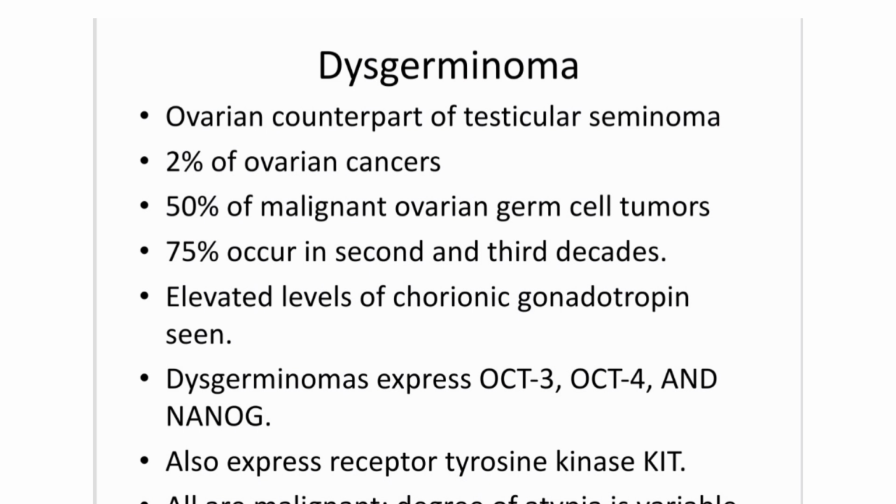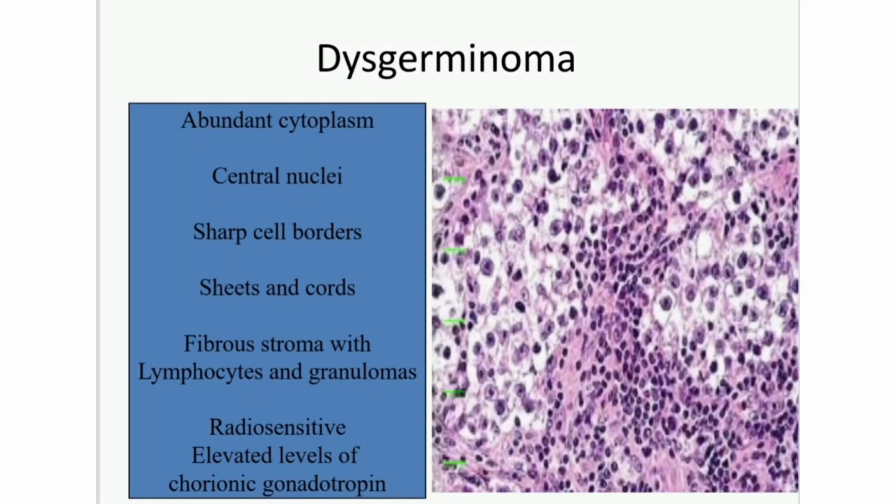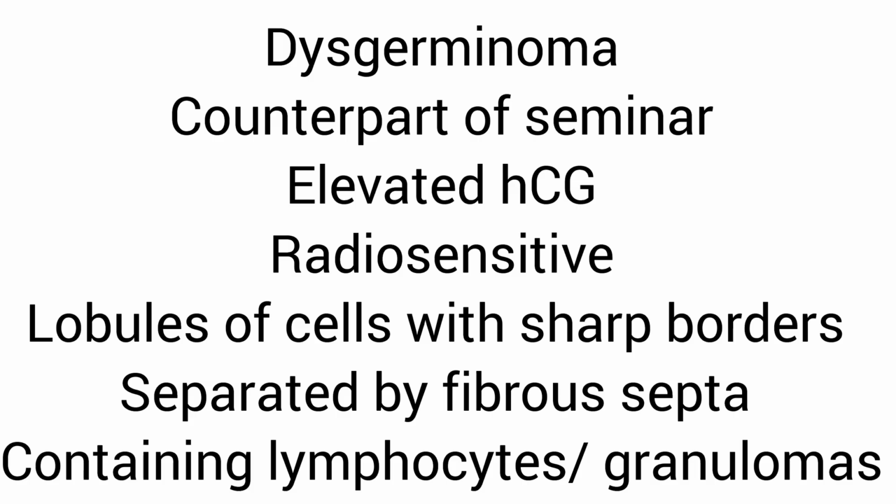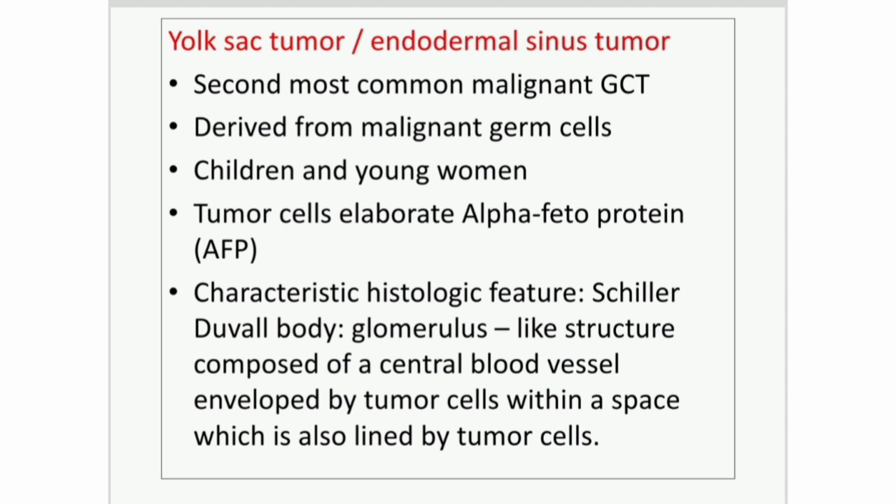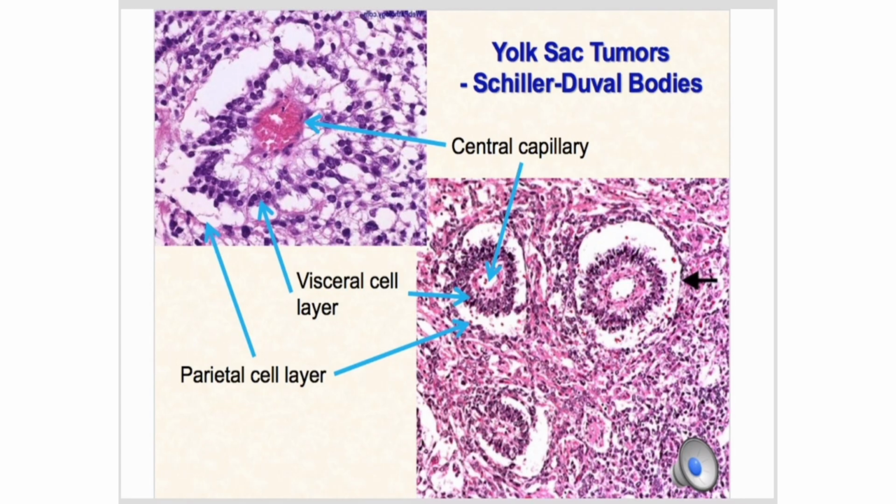Dysgerminomas are ovarian counterparts of testicular seminomas. 50% of malignant ovarian germ cell tumors are dysgerminomas. They are composed of cells with sharp cell borders. Yolk sac tumors are endodermal sinus tumors. The characteristic histological feature is Schiller-Duval bodies, and they elaborate AFP.